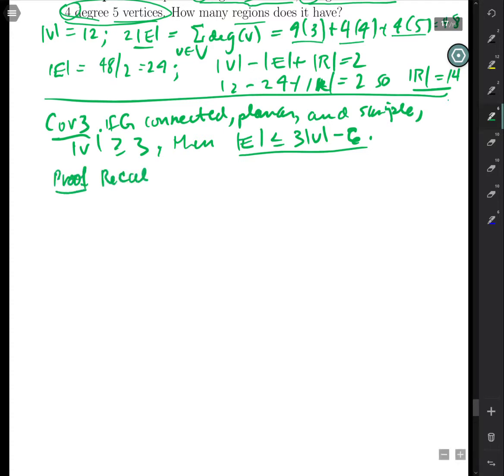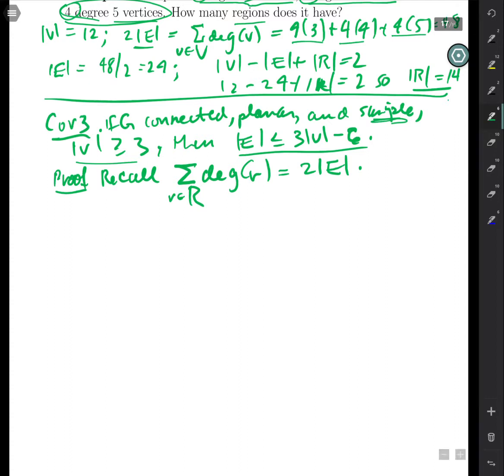Recall the sum of the degrees of the regions, ranging over the set of regions, is equal to 2 times the number of edges, like so. Now, in a connected, planar, and simple graph, simple being very important here, with at least 3 vertices, the degree of a region will have to be at least 3. First, the degree of each region is greater than or equal to 3, and the reason is that there are at least 3 vertices and it's connected.